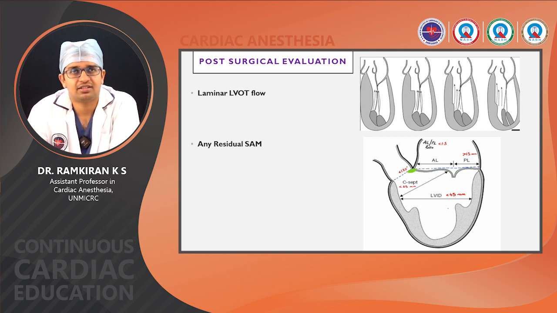So what are the risk factors for residual SAM? The posterior leaflet more than 15 mm, the anterior to posterior mitral leaflet ratio less than 1.3, the C-sept distance, from the coaptation point to the septum, less than 25 mm, the aortomitral angle less than 120 degrees, and LV internal diameter less than 45 mm. All these are risk factors for residual SAM, which has to be evaluated properly.